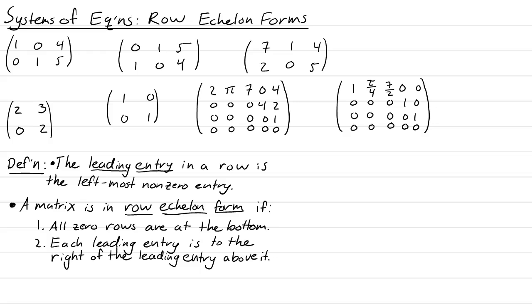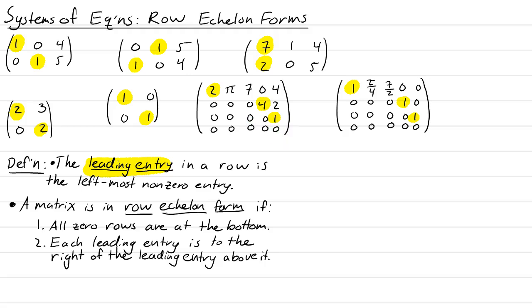The leading entry in a row is the leftmost non-zero entry in that row. So you can just look at each row of your matrix. In this case, the leftmost non-zero entry is this 1. The leftmost entry in the second row is a 0, but 0 is not non-zero, but 1 is non-zero. So there's that. Here we've got leading entries here and here. Here we have them here and here. Let's just label all of the leftmost non-zero entries in each row.